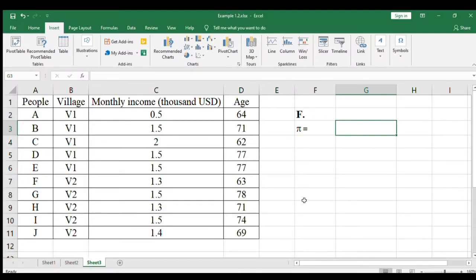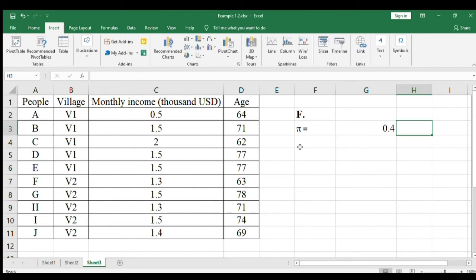In this example, because the number of people is very small, only 5 people in each village, you can count the number of people younger than 70 years old, and you can just calculate the proportion by simple calculations. Such as, there are 2 people in village V1 younger than 70 years old, so the proportion of them is simply 2 divided by 5, which is 0.4 or 40%.